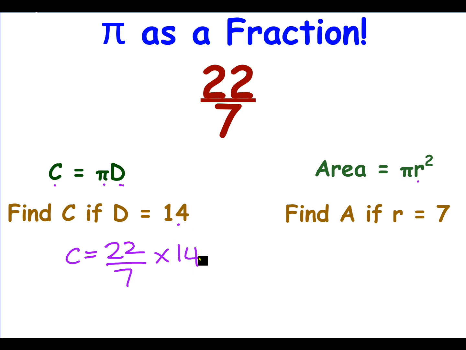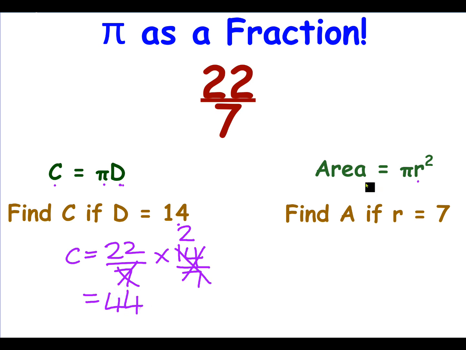Now, going back to our week 4 lesson on fractions, we know that we don't do this, we do this. And what you will find in your non-calculator paper is that 14 divides by 7 really easily. So it's 2. So our answer would be 22 times 2, which is 44.